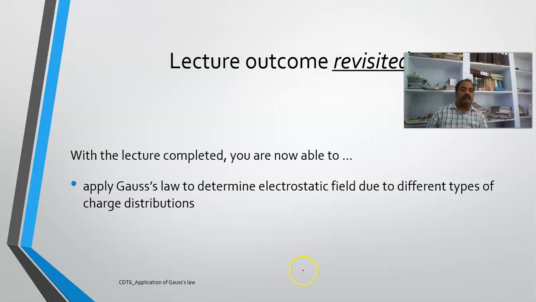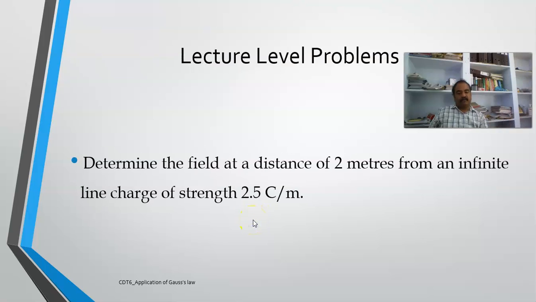I hope now you have understood how to apply Gauss law to determine the electrostatic field due to different types of charge distributions. In the next class, we will see how we can improvise this particular thing. And your lecture level problem is you should determine the field at a distance of 2 meters from an infinite line charge of strength 2.5 coulomb per meter.